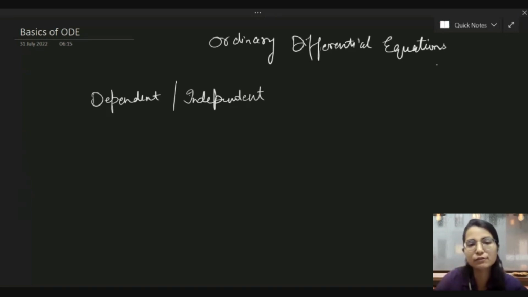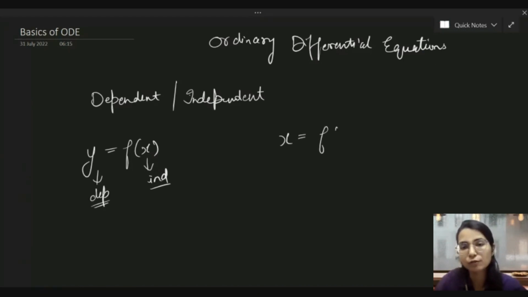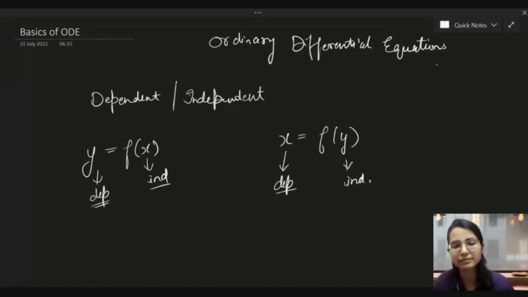So we all have studied functions, right? We've studied functions like y equals f of x, where x is the independent variable and y is the dependent variable. If x is a function of y, then y will be the independent variable and x will be the dependent variable. So it doesn't matter. If y is a function of x, we say that x is independent and y is dependent. So the dependent variable is that particular function.